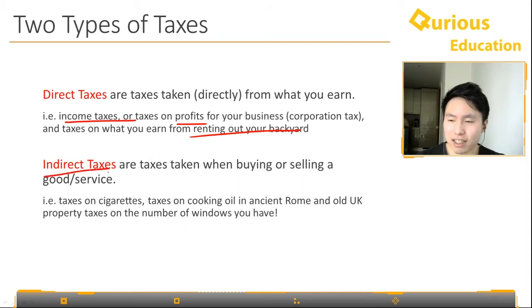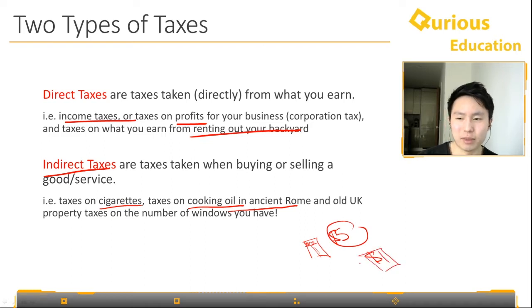Whereas indirect taxes are taxes being paid when you're buying or selling a good or service. I'm not sure if you know, but if you buy cigarettes or cooking oil in ancient Rome, you're actually paying part of the money you've spent to the government. Let's say a pack of cigarettes is like $5, and of the $5 that you've paid, there might be like $1 going to the government. So indirect taxes are taxes taken when you buy or sell a good or service.